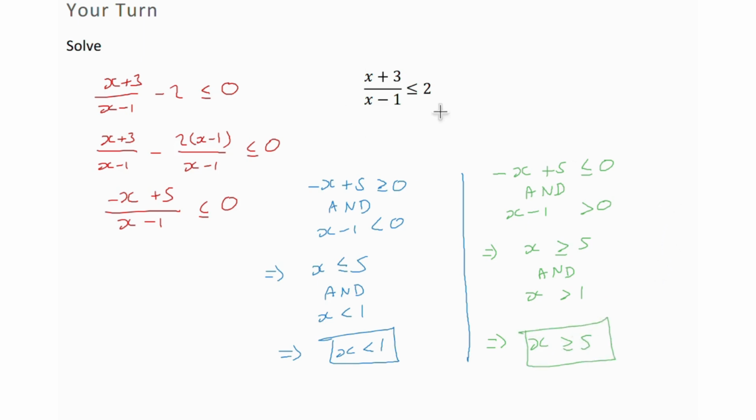So the solutions to this inequality are when x is less than 1 or when x is greater than or equal to 5. Two separate parts of the graph are going to satisfy this particular inequality.